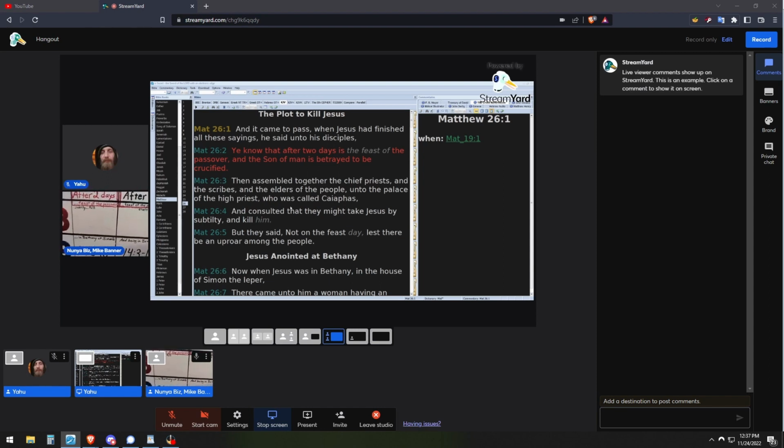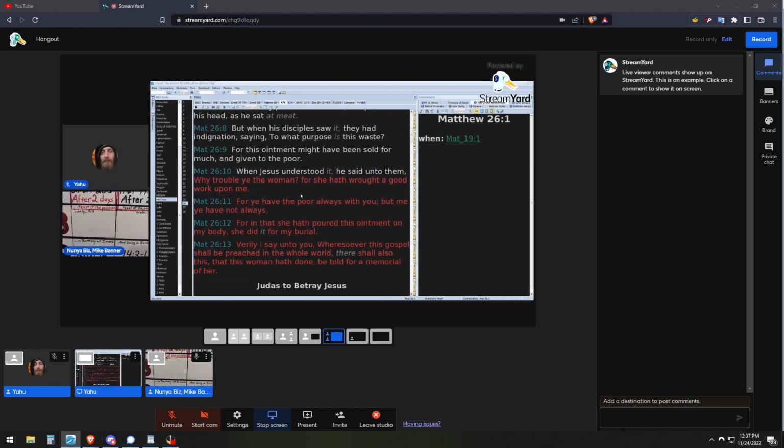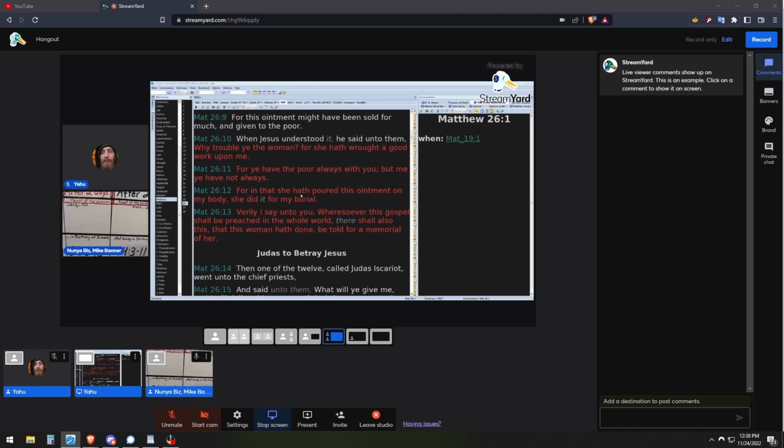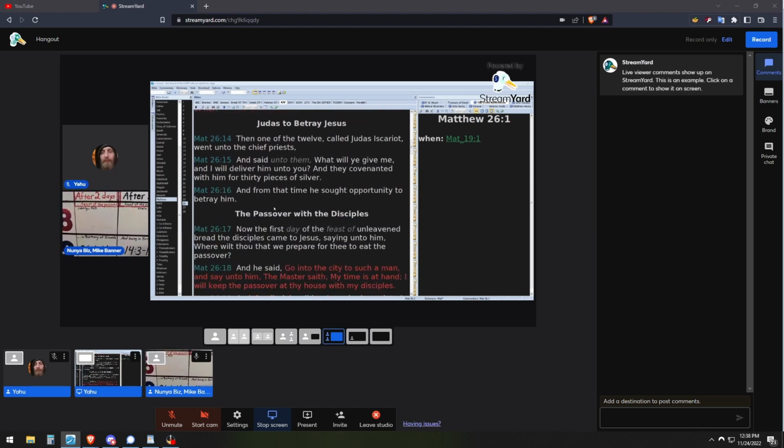"Verily, I say unto you, wheresoever this gospel shall be preached in the whole world, there shall also this, that this woman hath done, be told for a memorial of her." Then one of the 12, called Judas Iscariot, went unto the chief priests, and said unto them, "What ye give me, and I will deliver him unto you." And they covenanted with him for 30 pieces of silver. And from that time forward, they sought opportunity to betray him. And we see that this ends, I just ended verse 16.